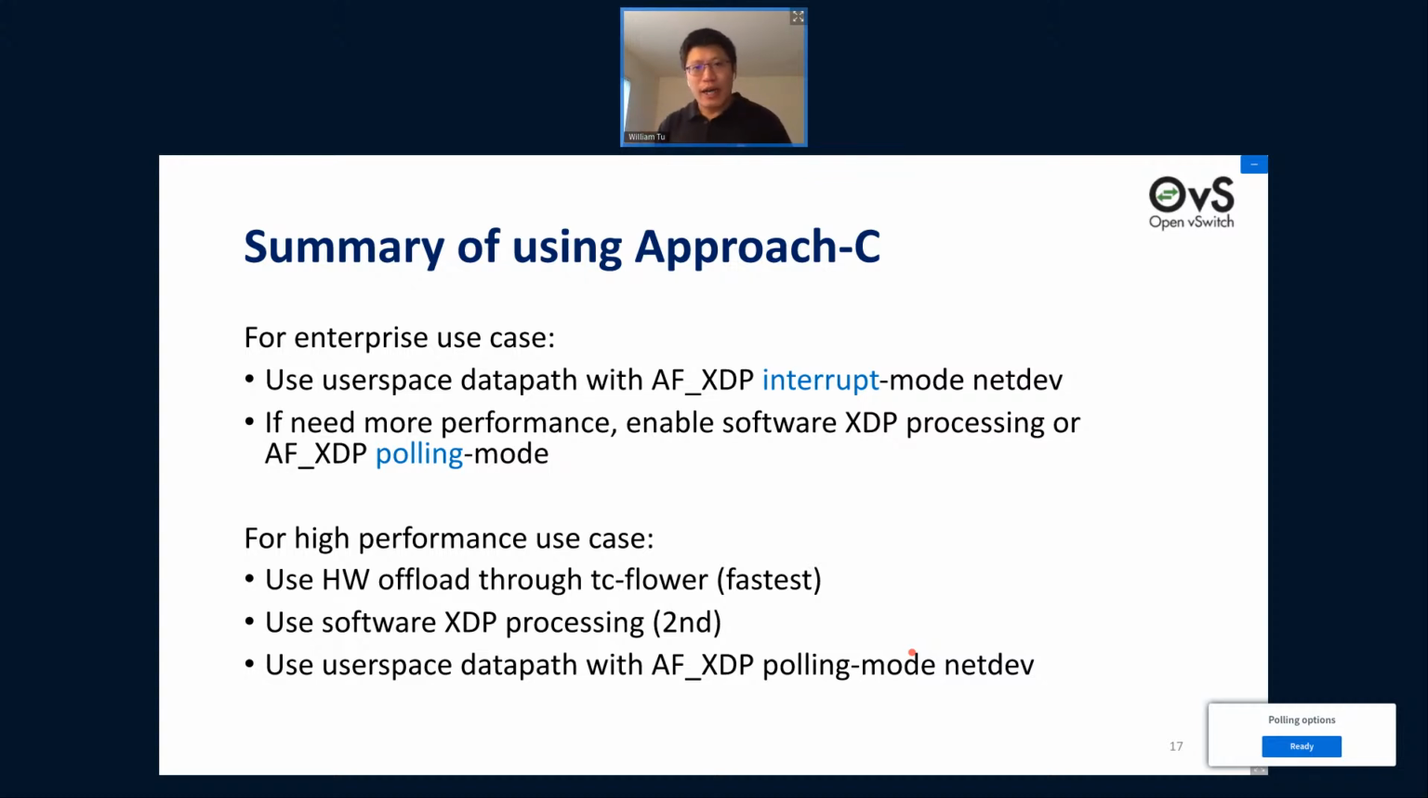But for high performance use cases like NFV, with solution C we are hoping that they can first try to do hardware offload through TC Flower, which is fastest because it's all done in hardware and less CPU is consumed. And today's TC Flower has many more features. Then if that cannot be done, fall back to XDP, or again fall back to the userspace datapath with AF_XDP polling mode netdev.